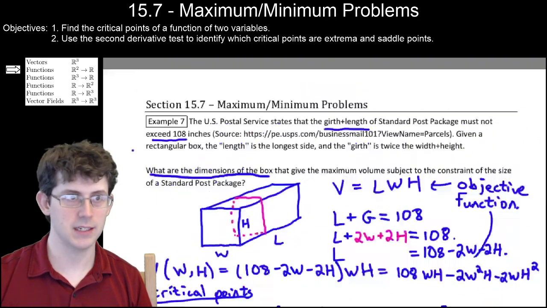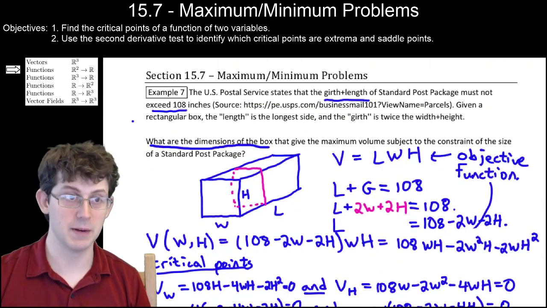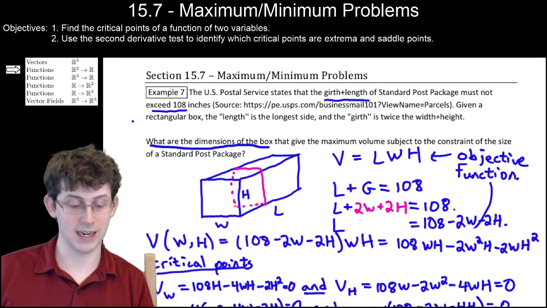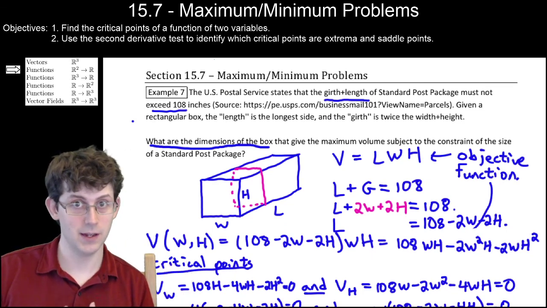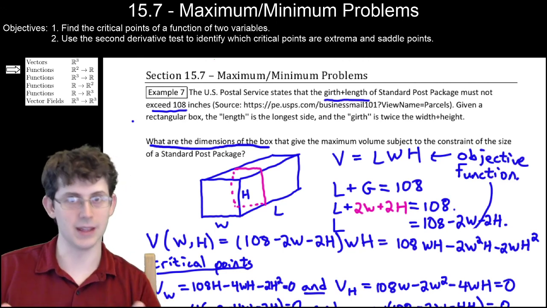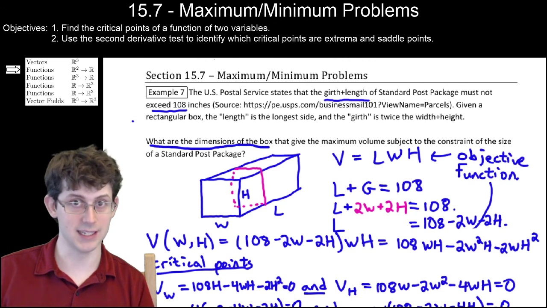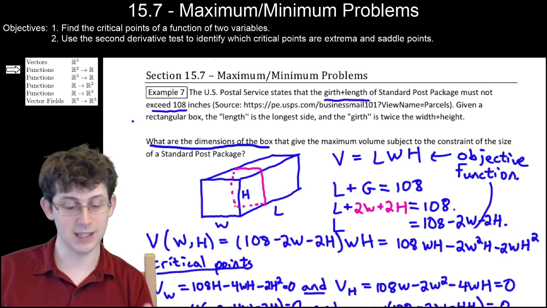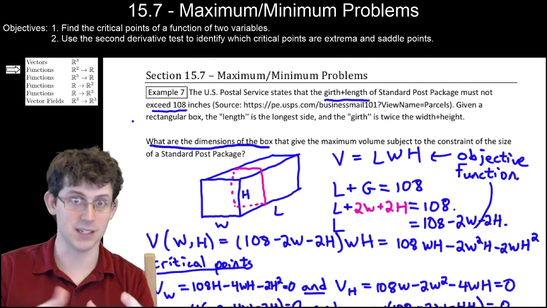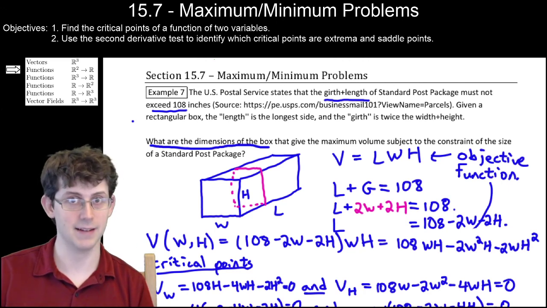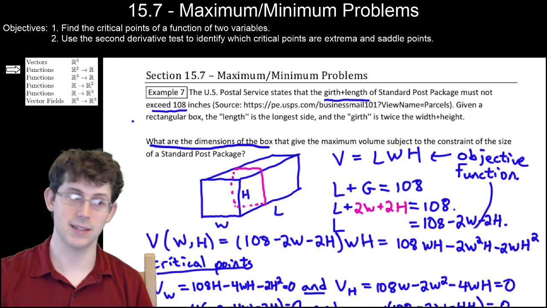Okay, so that's 15.7, maximum and minimum problems. You got the idea of a critical point, which was to set all the first partial derivatives to 0. And then you got how to figure out what kind of critical point that was using the second partials test. And then for the last two questions, you learned how to build an objective function based on the question. That kind of objective function is the kind of thing that you'll actually use critical points and the second partials test on. So practice this a bit and you'll be an expert.